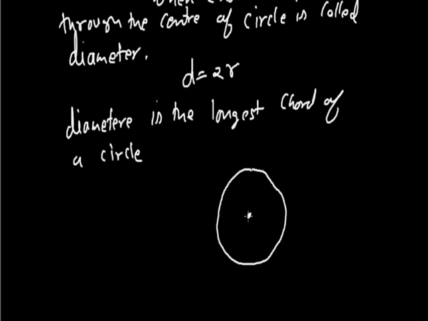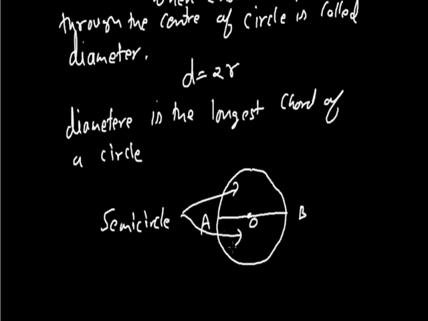When the chord is passed through the center of the circle, then it will divide the circle into two equal regions known as semicircles. In this case there is no minor segment and no major segment. Simply, when the chord passes through the center, it divides the circle into two equal halves, and these two equal halves are called semicircles. This is a semicircle and this is also a semicircle.